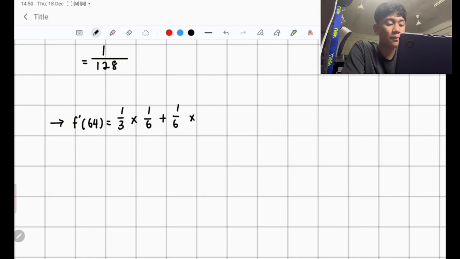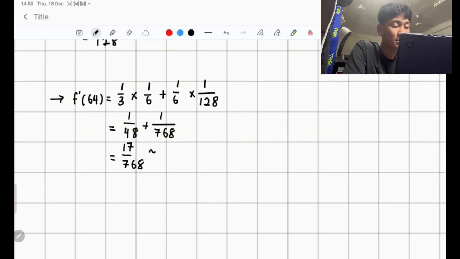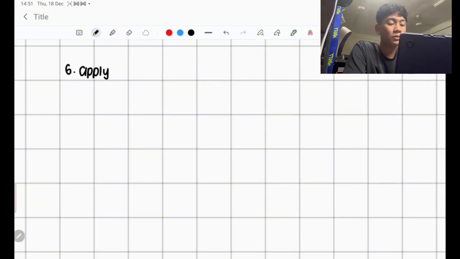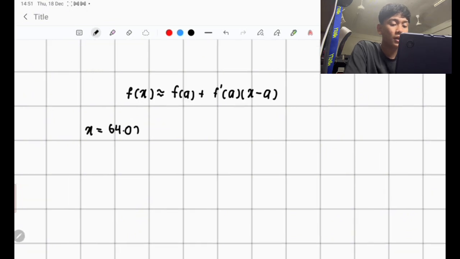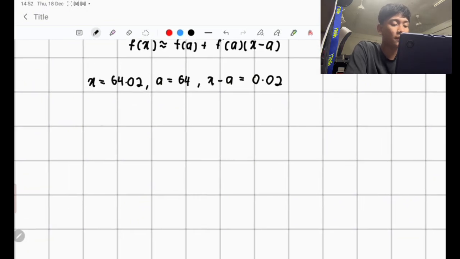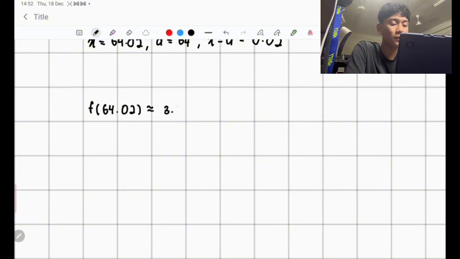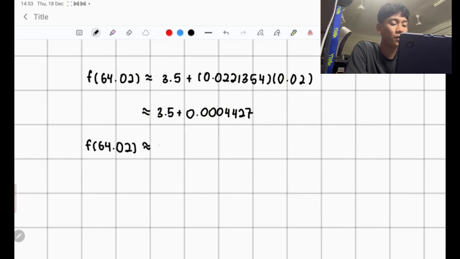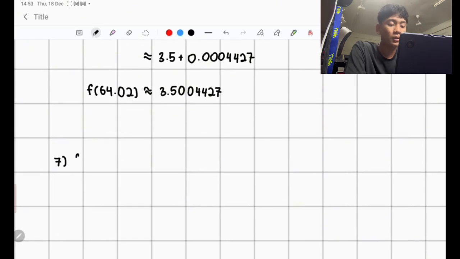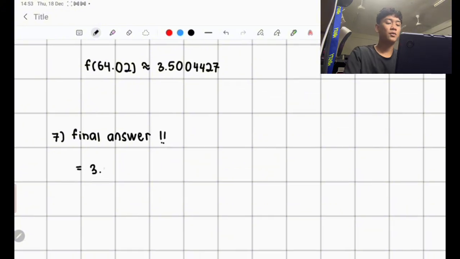Now, I apply the linear approximation formula, which is f(x) is approximately equal to f(a) plus f'(a) times (x minus a). x equals 64.02, a equals 64, so x minus a equals 0.02. Substituting the values, f(64.02) is approximately equal to 3.5 plus 0.022135 times 0.02. This gives f(64.02) approximately equal to 3.500427. Finally, rounding to 4 decimal places, the answer is 3.5004. That is the required estimate using linear approximation.